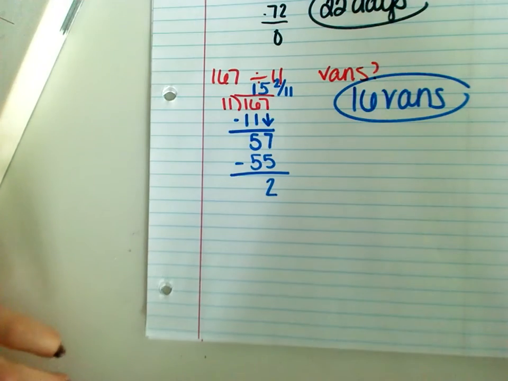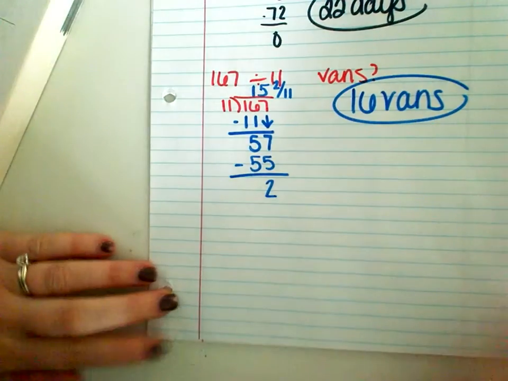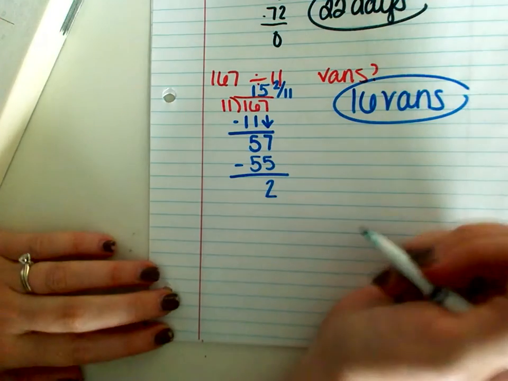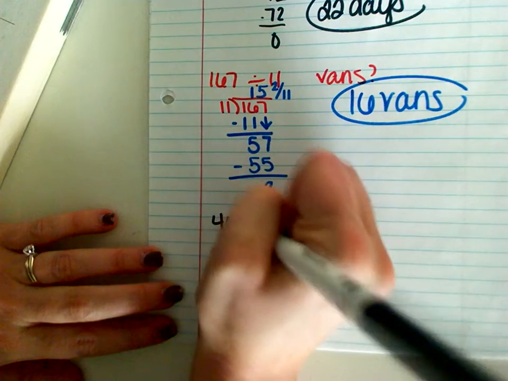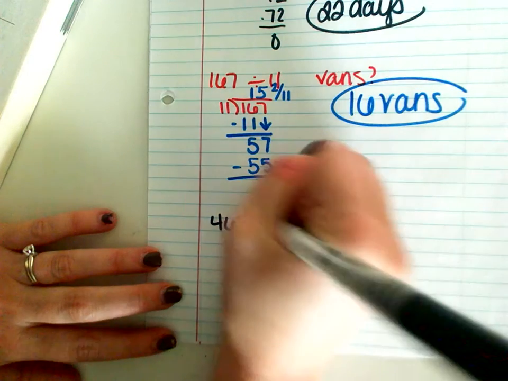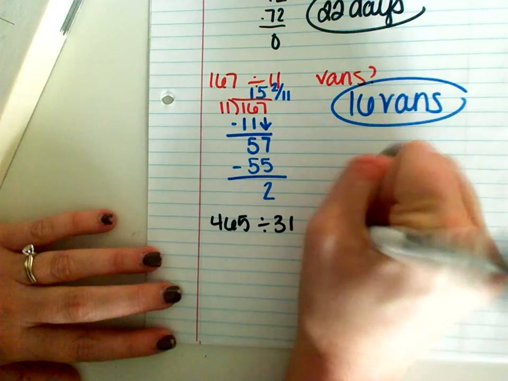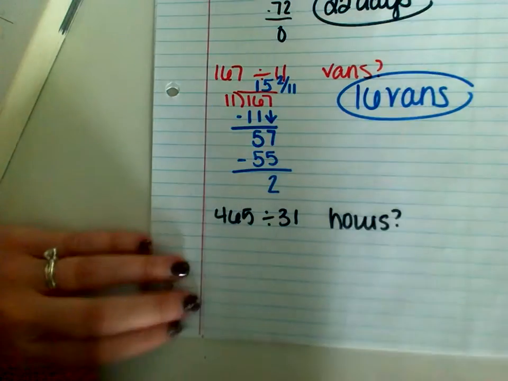And then we might have time for, we do have time for I Have Who Has. Okay. Last one, here we go. Michael is taking a 465-mile train ride. And if the train travels 31 miles per hour, how many hours will the train ride last? Okay, let's set up our problem.